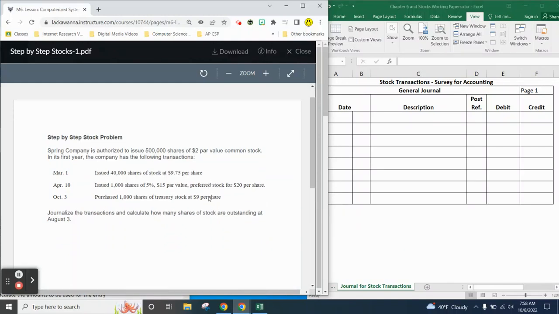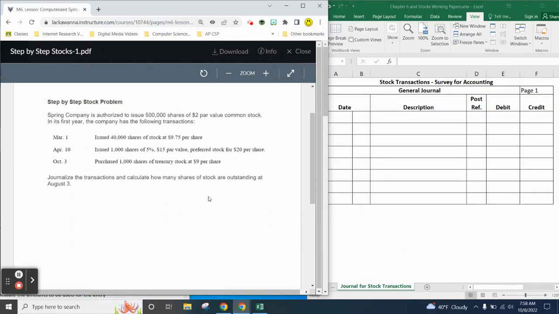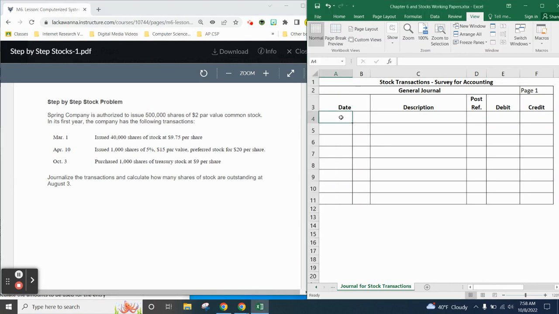Okay, looking at our step-by-step stock problem, the Spring Company is authorized to issue 500 shares of $2 par value common stock in its first year. The company has the following transactions. So we're just going to journalize these three stock transactions. So the first one, the date is March 1st.